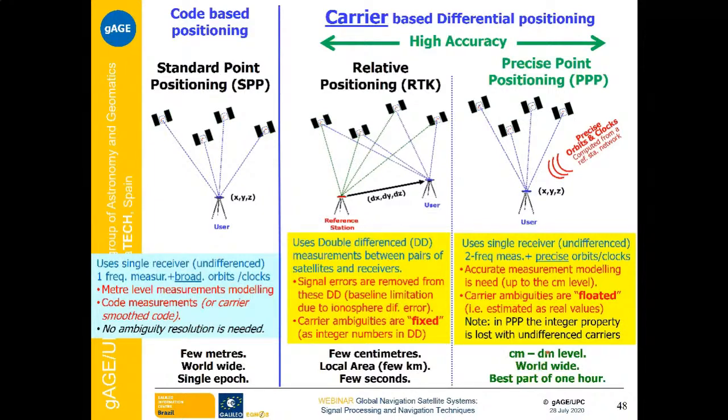Well, then, because we are floating the ambiguities, we have to decorrelate these real-valued ambiguities from the coordinates and also from other parameters like troposphere. Troposphere is estimated in the filter, and it takes longer to converge. This is the best part of 1 hour.